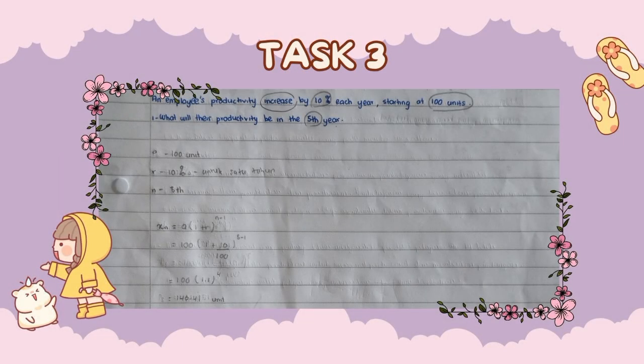Okay, now it's my turn to explain Task 3. For question 1, I use the geometric formula. The formula is a r to the power of n minus 1. The information that I have is a equals 100, and r equals 10% plus 1. Why do I say 10% plus 1? Because it increases 10% for each year, so every year it increases 10%. And I have n equal to 5. So just put all the information in the formula.